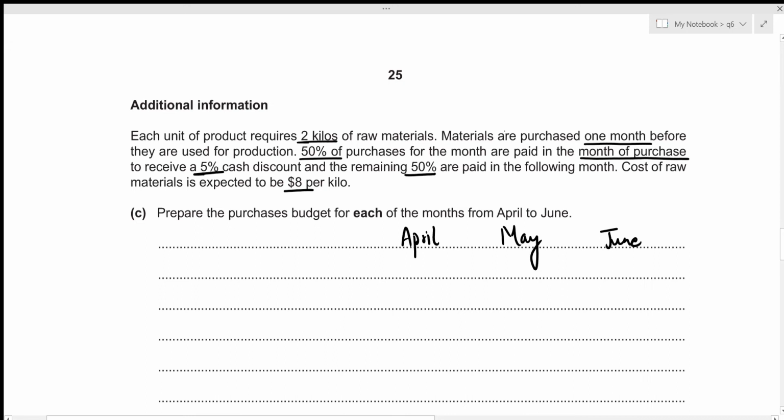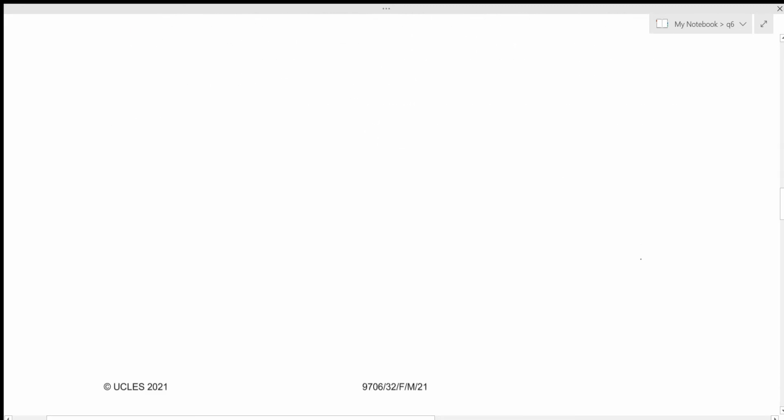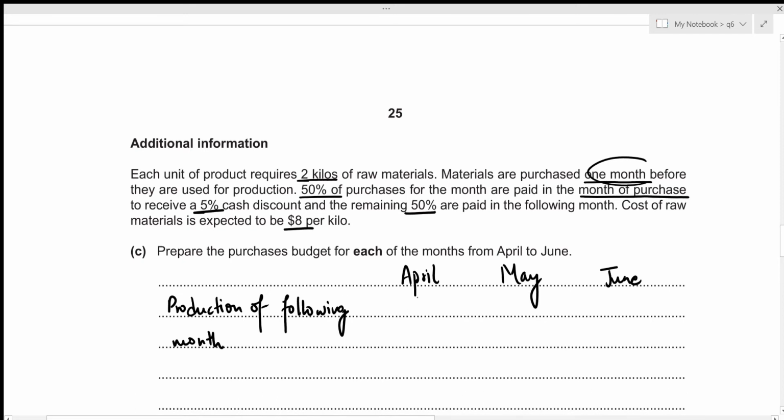Now what we are told is that materials are purchased 1 month before they are used for production. So for the units produced in the month of May, the raw materials will already be purchased in the month of April. Okay, so we will start our budget with the production of following month. Now we will just copy our production units from the above budget. And we know that for May, we figured it out to be 2660, which will now be placed under the month of April. And for June, it was 2970, which will now be placed under the month of May. Let's write it down. So that's 2660 for April and 2970 for May.